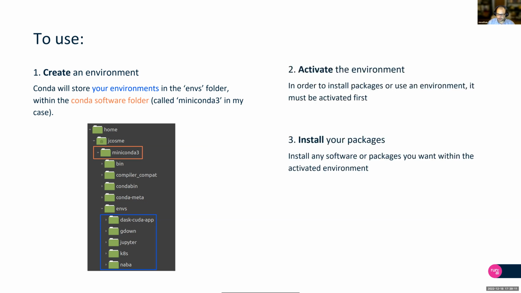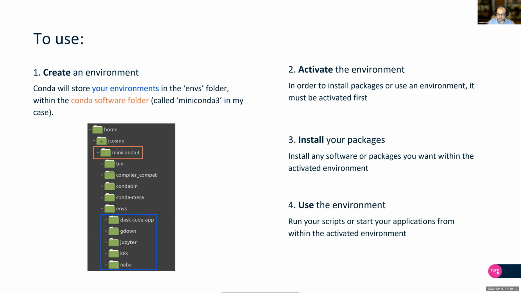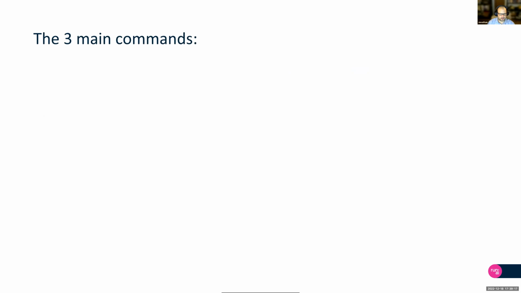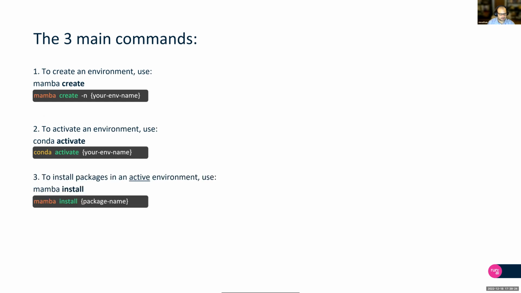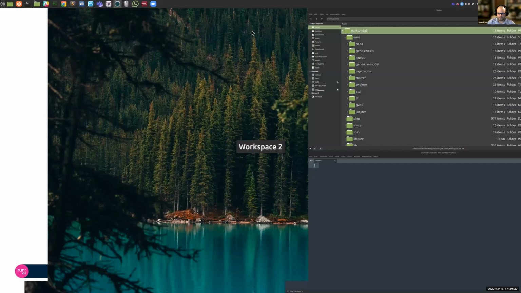You're going to install your packages. And then finally, you can use your environment as you see fit. There's three main commands to do this. The first is the create command, and then the activate command, and then the install command. So let's go ahead and run through one of these.